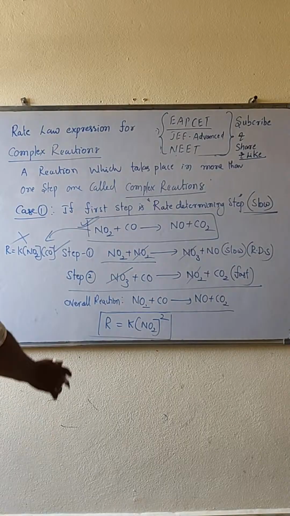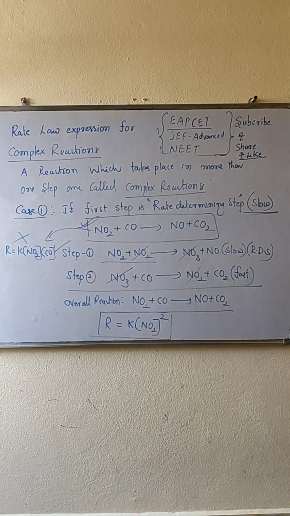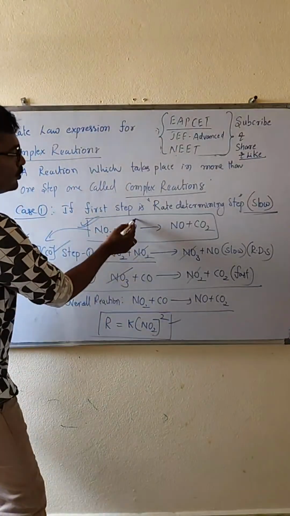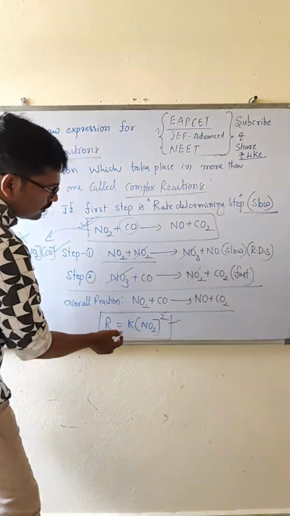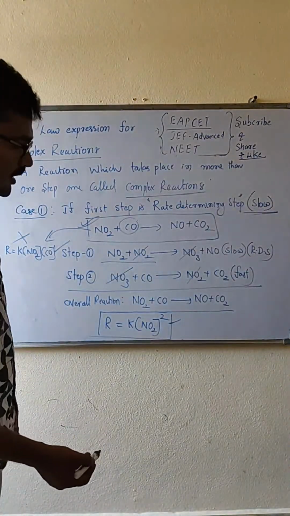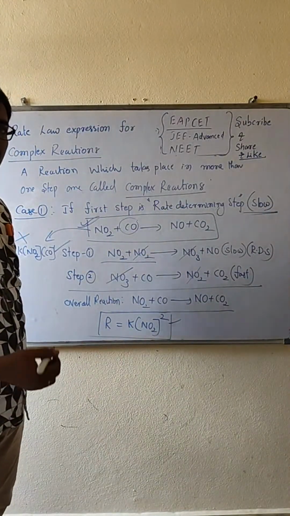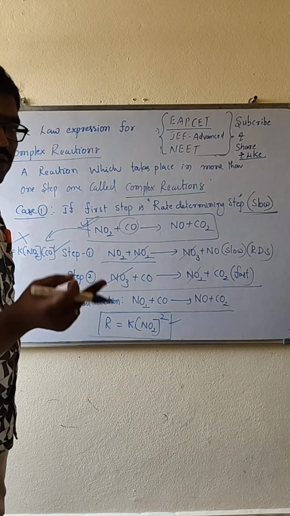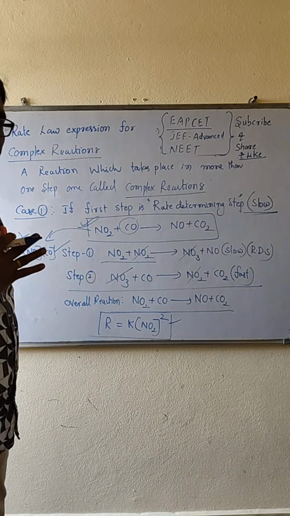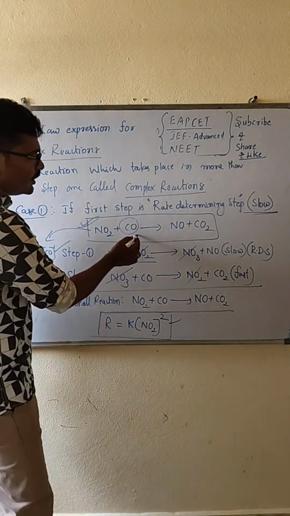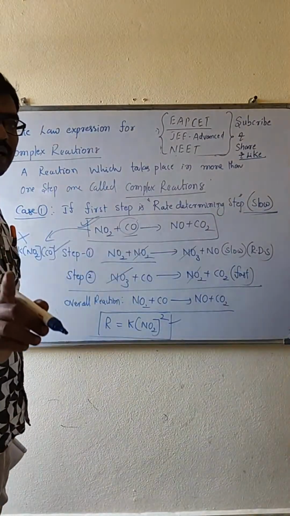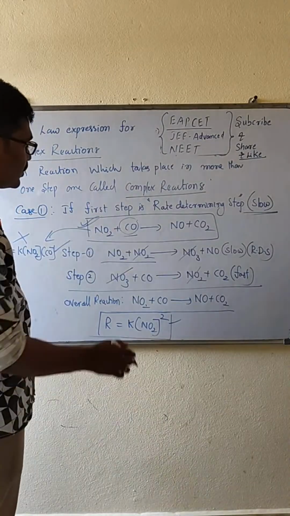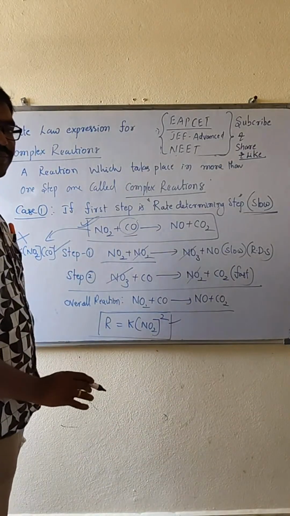So this is experimentally determined. Sir, you may say: in case this is correct, CO is here, but this reactant is not involved in the rate law, right? According to the rate law, rate of reaction is directly proportional to the concentration of reactants, correct? So why is CO not involved? It is experimentally determined that the rate of reaction does not depend upon the concentration of CO, it depends only upon the concentration of NO2.